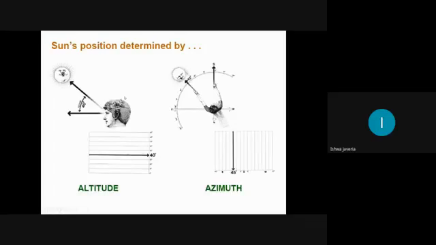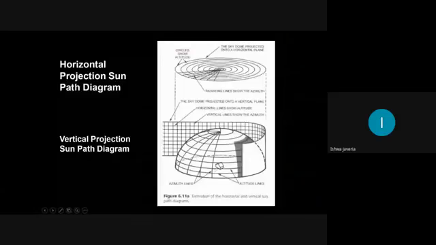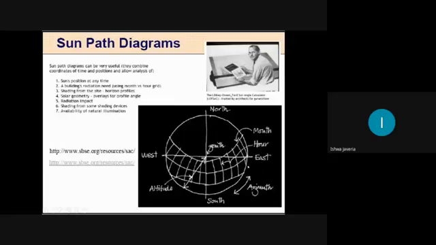I told you that we can identify the position of the sun by a practical, this is called a sun path diagram. And we can identify the position of the sun by the altitude. I've explained to you that these circular lines are called the altitude angle of the sun, and these radial lines radiating from the center are called the azimuth angle. And you can see this in this picture too.